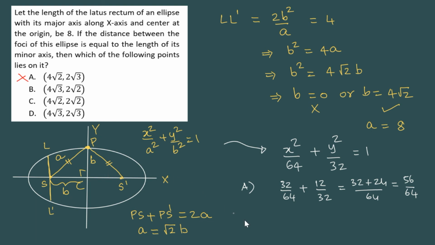So let's check the next coordinate. 4 root 3 square, that is 16 into 3, 48 by 64. 2 root 2 square, so 4 into 2, 8 by 32. So here we have 48 plus 8 into 2, that is 16, by 64. So this is 64 by 64, which is 1. So the coordinate 4 root 3 comma 2 root 2 lies on the ellipse. So that is the answer.